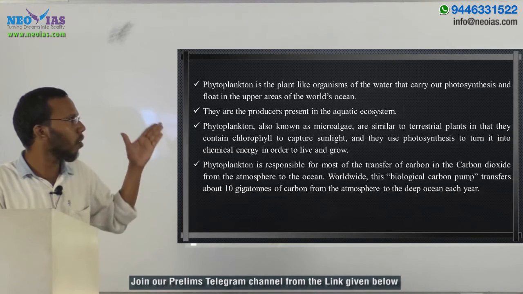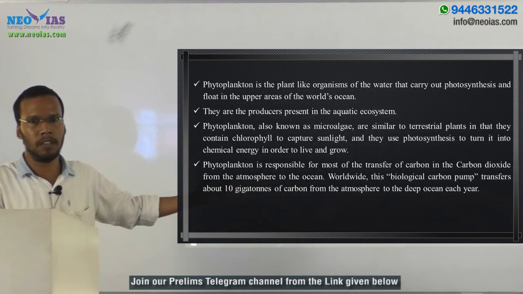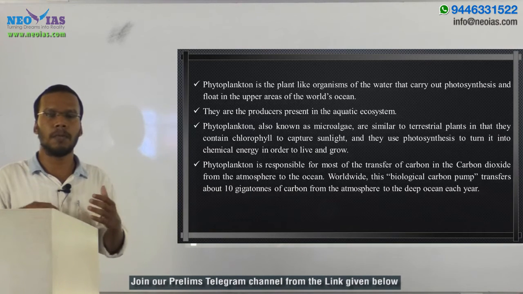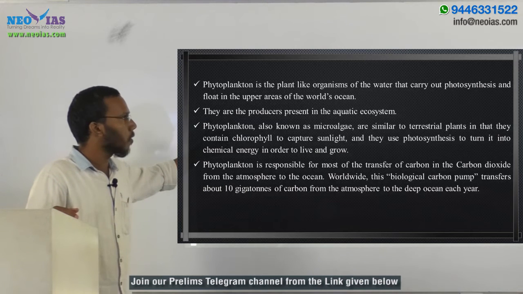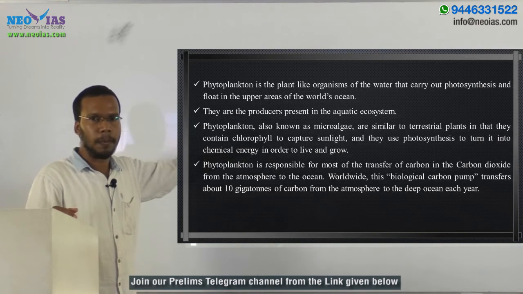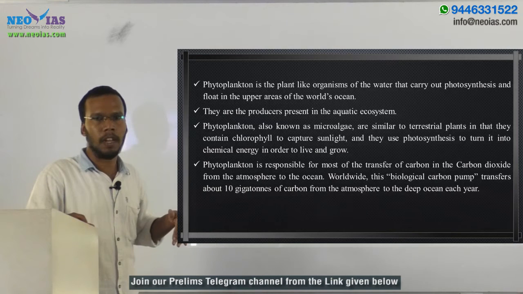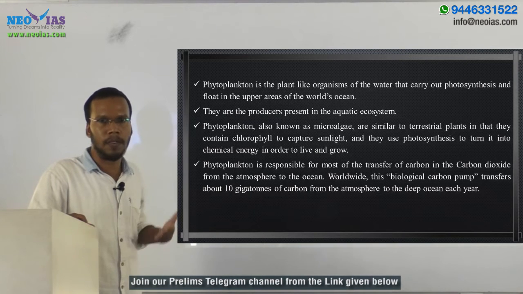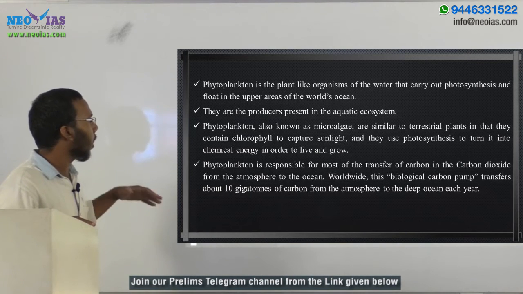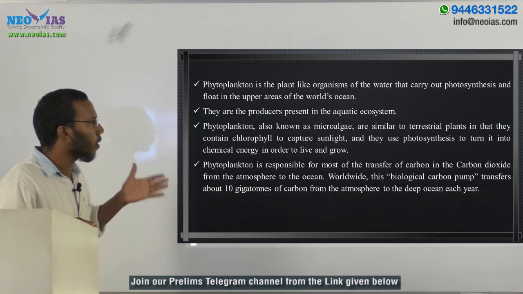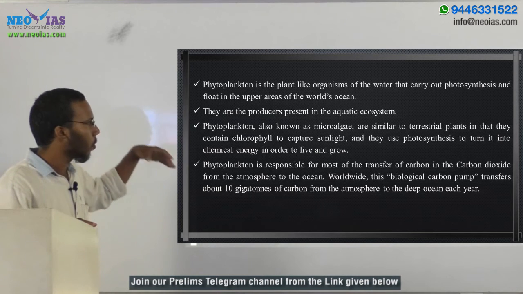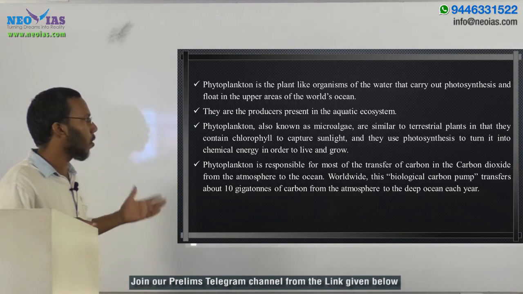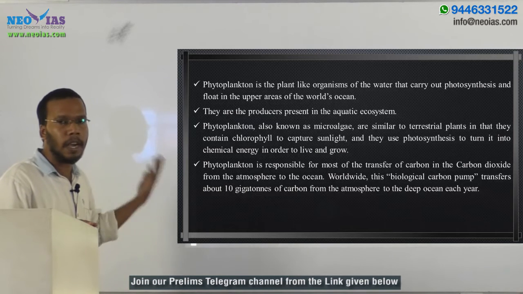Because of that, they can produce carbohydrates by the process of photosynthesis. They are the producers present in the aquatic ecosystem. Producers means they are the autotrophs. That means they have the capacity to produce their own food. Right, they are self-nourishing components of the ecosystem. So phytoplankton are also known as microalgae, and they are similar to terrestrial plants in that they contain chlorophyll to capture sunlight, and they use photosynthesis to turn it into chemical energy in order to live and grow. That means they will produce carbohydrates.